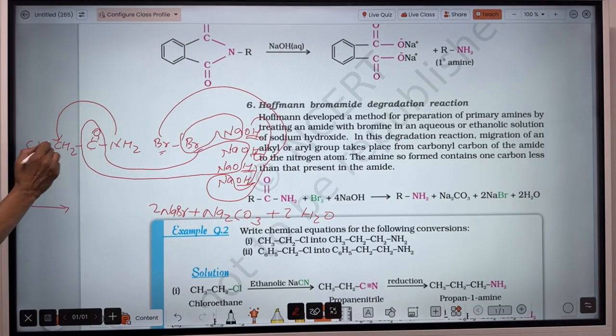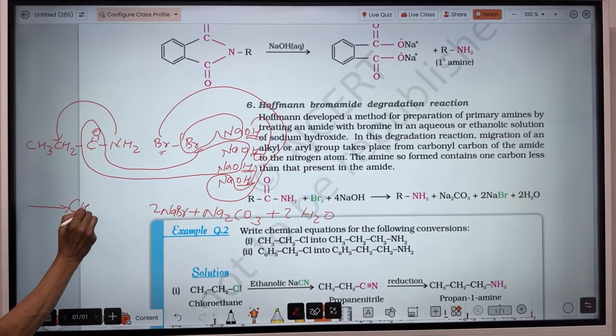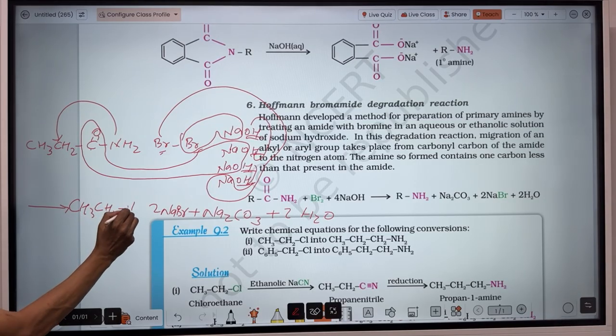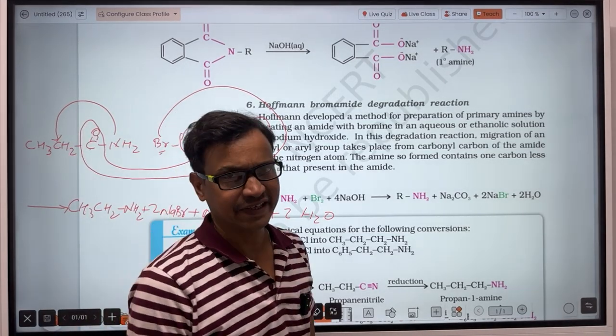Now this NH2 will combine with this carbon. So this one is here, CH2 and H2. So what is happening here?